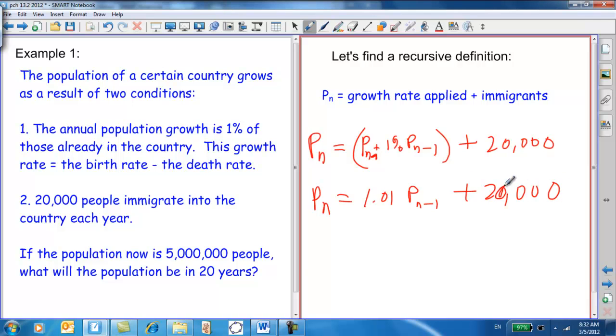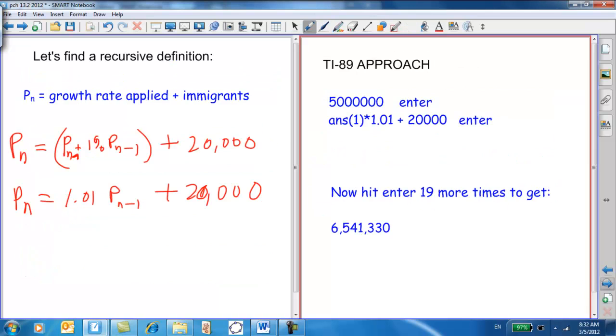Now, is this going to be arithmetic or geometric? Because adding the 20,000 would be arithmetic. Multiplying by 1.01 each year would be geometric. But if I put these two together, we're going to find that we don't have either. So I can't use a quick formula for that. What we can do is use the calculator to quickly come up with this.